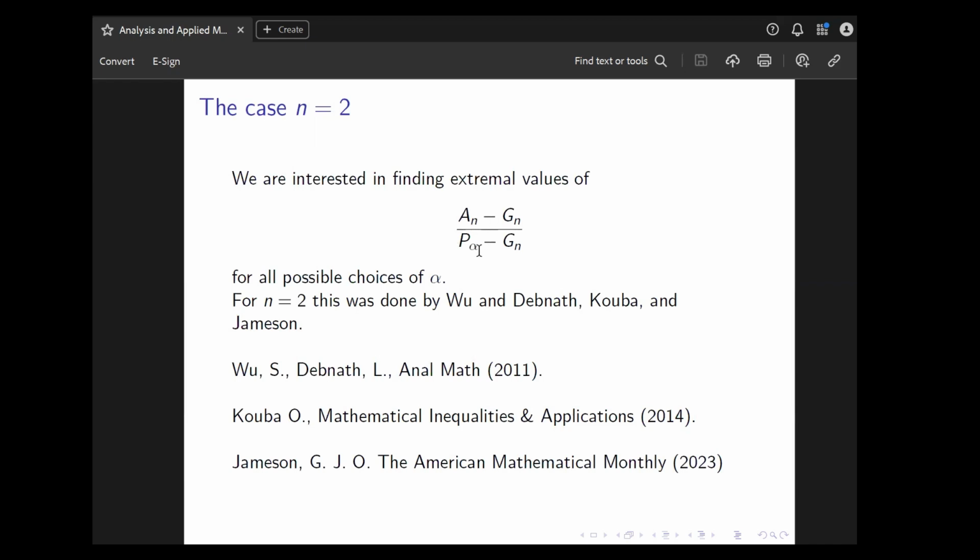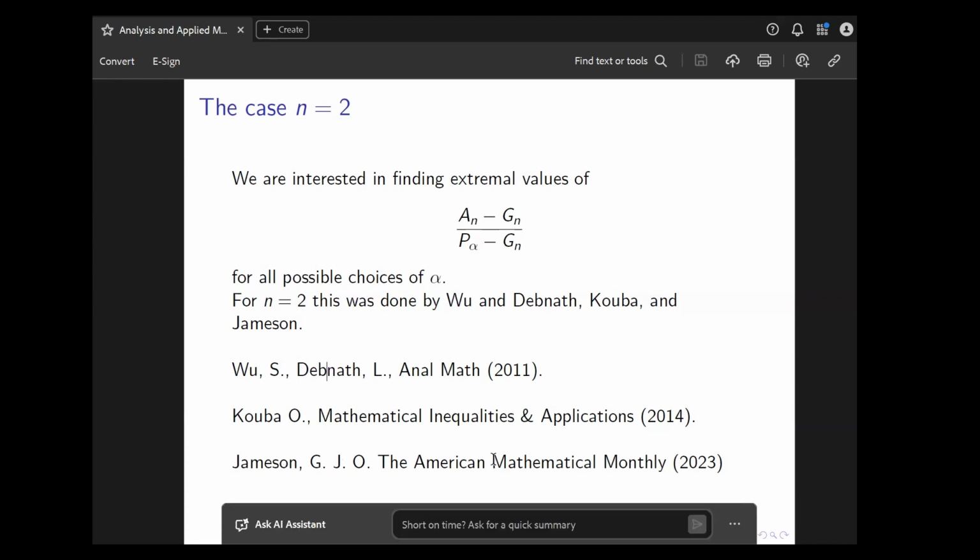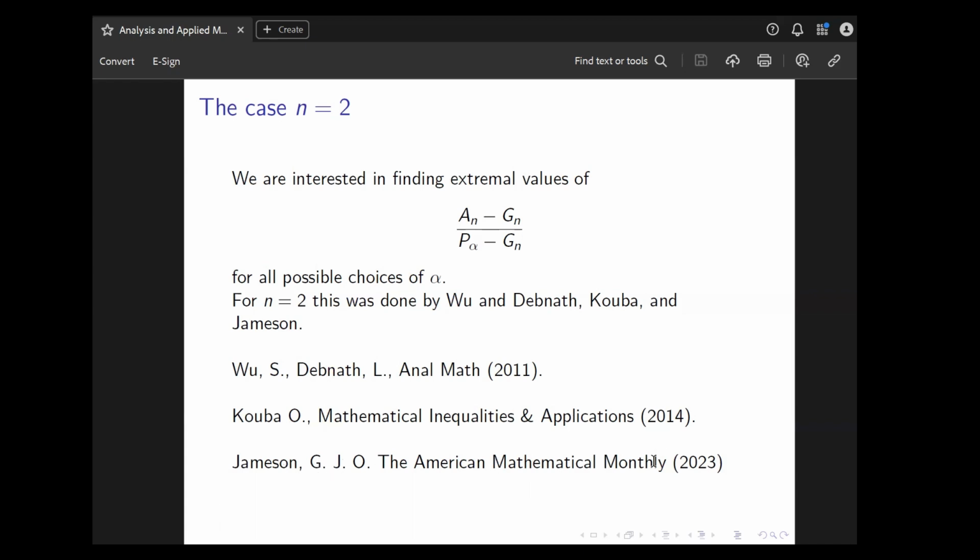For n equals 2, this was done by many mathematicians in many different papers, some of which were not aware of the earlier works. I found these references, probably there are many others: by Wu in 2011, by Omran Kouba, a Syrian mathematician, in 2014 by Jameson, and recently in 2023.